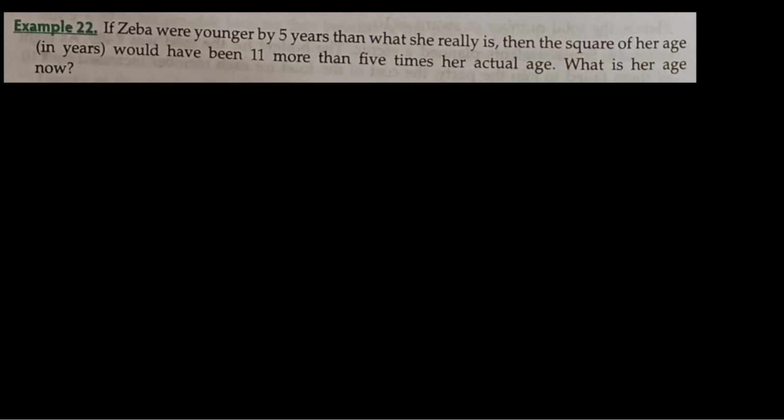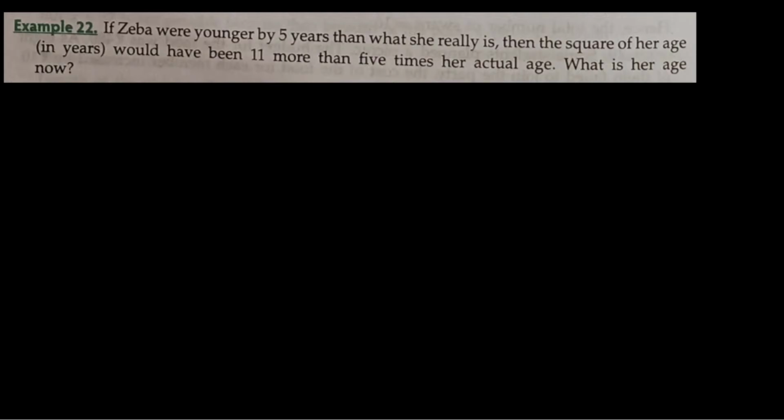Let's do the next question now. The next question you can see on my screen. If Ziba were younger by 5 years than what she is, then the square of her age in years would have been 11 more than 5 times her actual age. See, this is an age related question.